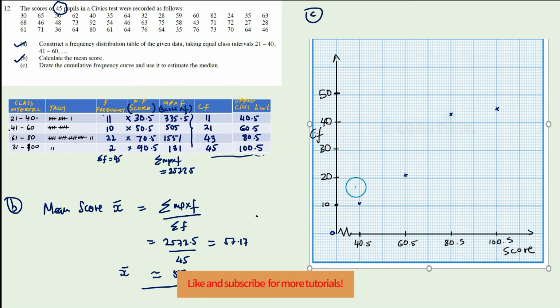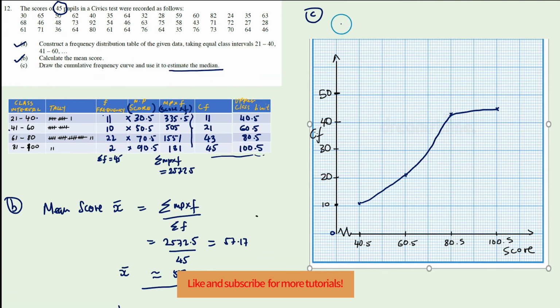And now you just need to join these by freehand. Do not try to connect these with the ruler. Okay, so it's a curve, so it needs to be by hand, and you just do as best as you can. And that's the cumulative frequency curve. Okay, so we're asked to draw it, we've done it, and now we're asked to estimate the median.